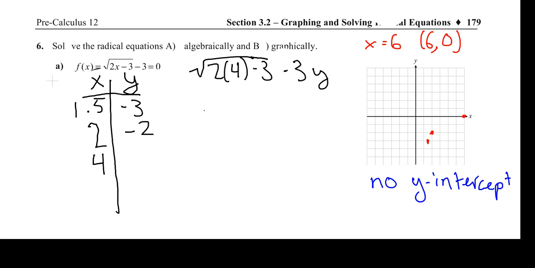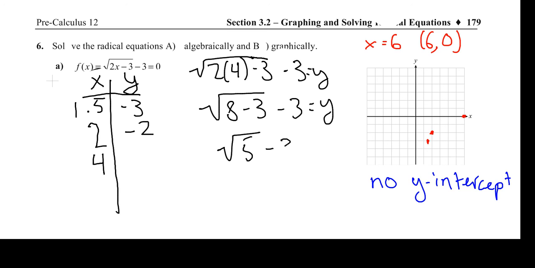So 2 times 4, 8 minus 3 minus 3. Oops, forgot an equal sign over here. Is equal to y. So this is the square root of 5 minus 3 is equal to y. And you find that the answer is negative 0.7. There's some ugly steps in there, so I'm just going to leave that out. So negative 0.7.